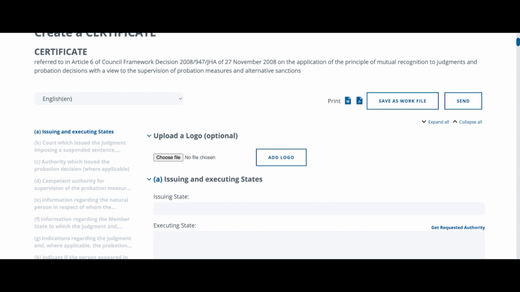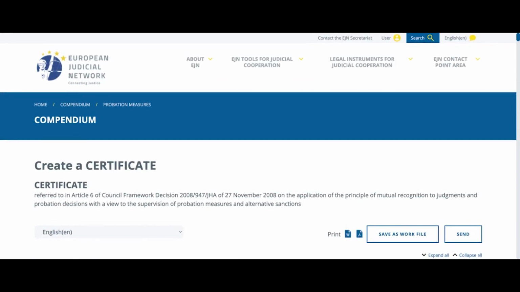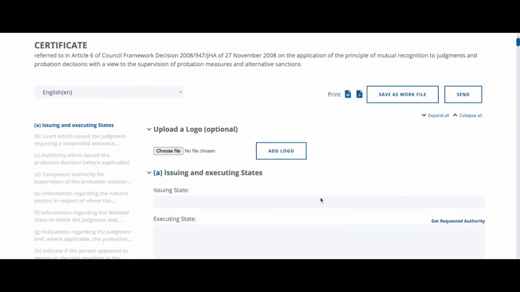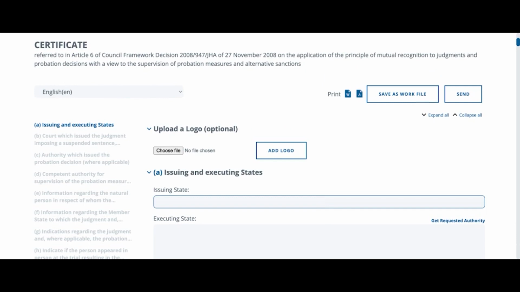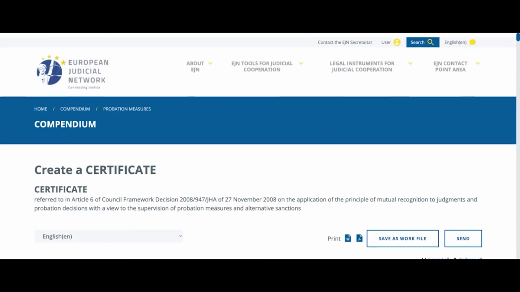Once you finish it, as I said, you either send it to the competent authority of the executing state, or you can print it as a Word document or as a PDF. It's up to you. So this is how the compendium function of the European Judicial Network platform can be used. It's very friendly, very easy to understand and to follow. It's quite logical. It just requires a little bit of attention and a little bit of patience. Enjoy.